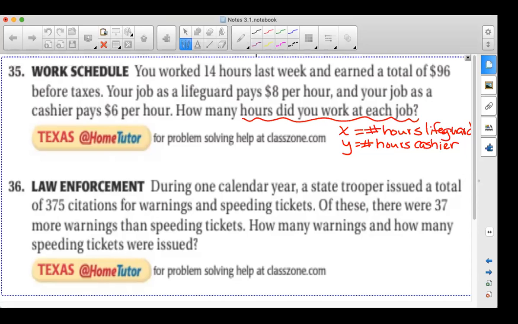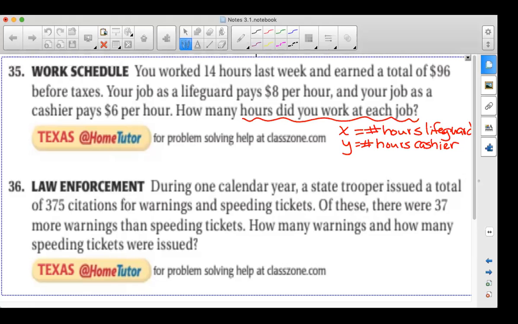And if you're not sure about the variables to use or what you're trying to solve for, usually the last part, that last question, kind of gives you an idea of what you're looking for in this problem. So how many hours did you work at each job? So hours and job have to go together, hours per the specific job. All right, so we know how much we make per hour at the specific job, and we know we worked a total of 14 hours. So we can try and make two equations. Remember, this is a system of equations, so I need to come up with two.